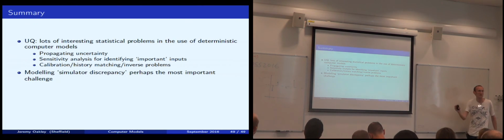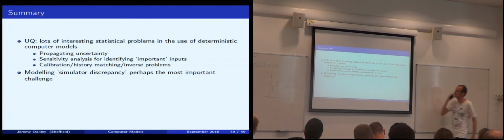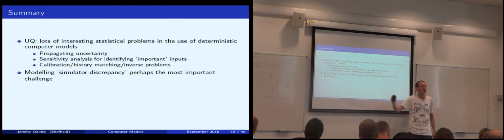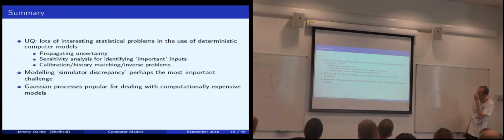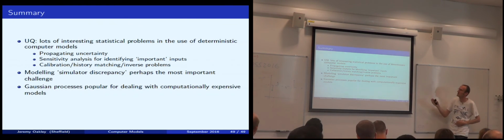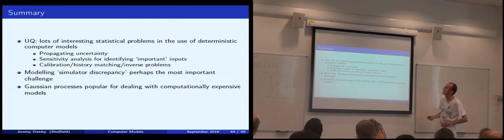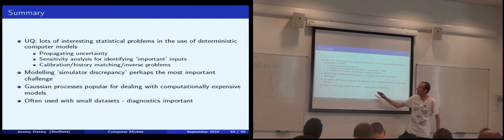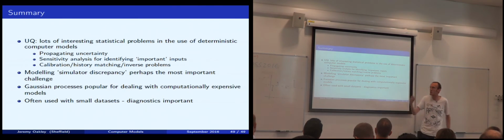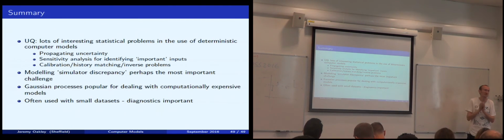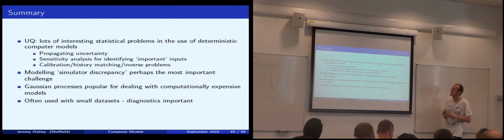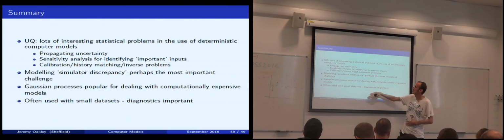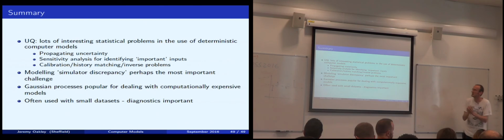And the hardest part, which I think came out in the questions, was this business of dealing with discrepancy, how you model the fact that your simulator is not perfect. Then Gaussian processes, very popular for dealing with computationally expensive simulators, as I've shown you. Something I haven't really talked about, but the problem of diagnostics is very important, and knowing whether or not the Gaussian assumption for the deviation of the function from the mean is okay. So that's another important area in validating that the Gaussian process is a sensible model for your data points. Okay, I'll stop there.